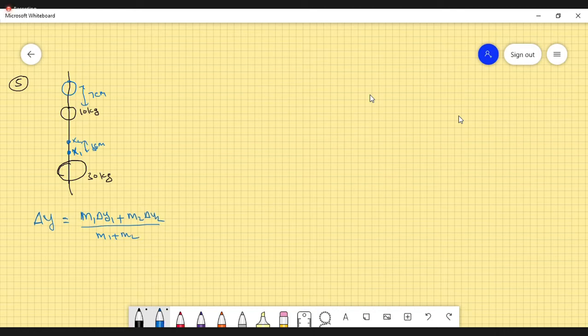So now substitute the values. What is the change in center of mass, or the shift? 1 centimeter. So 1 centimeter equals m1 is 10 kg, 10 into 7, how much it is changed? 7 centimeters, plus m2 is 30. So delta y2 you have to calculate, divided by 40. So delta y2 equals 40 centimeters minus 70 centimeters.